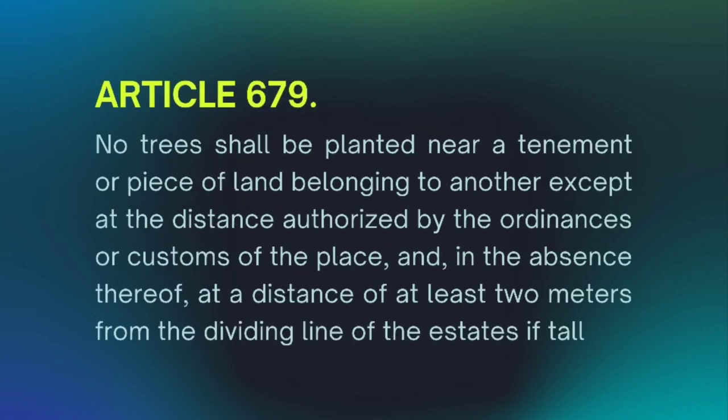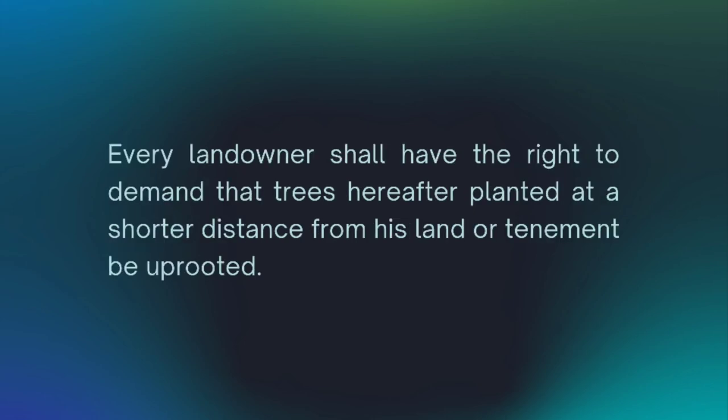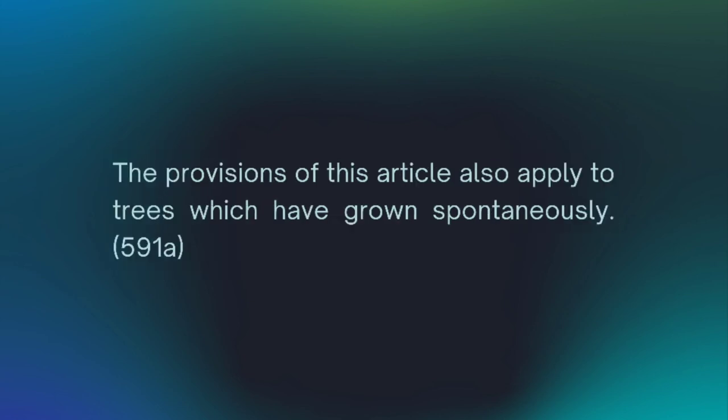Article 679. No trees shall be planted near a tenement, or piece of land belonging to another, except at the distance authorized by the ordinances or customs of the place, and in the absence thereof, at a distance of at least 2 meters from the dividing line of the estates if tall trees are planted, and at a distance of at least 50 centimeters if shrubs or small trees are planted. Every landowner shall have the right to demand that trees hereafter planted at a shorter distance from his land or tenement be uprooted. The provisions of this article also apply to trees which have grown spontaneously.